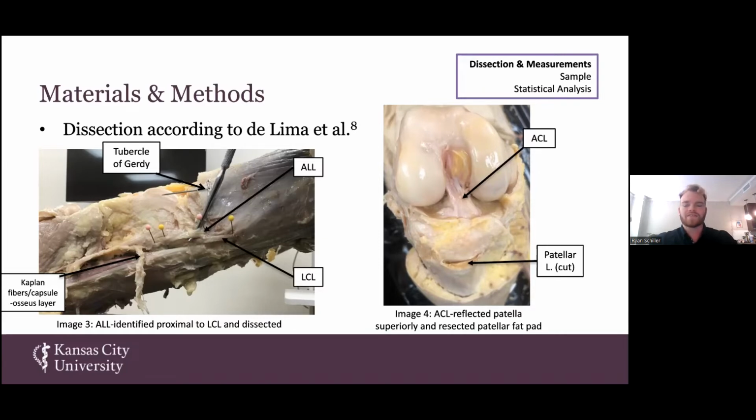And lastly, for the ACL, the patella is reflected superiorly, and the patellar fat pad underneath is resected so that we can see the ACL.